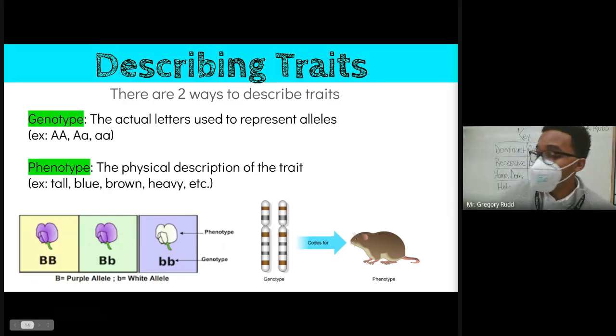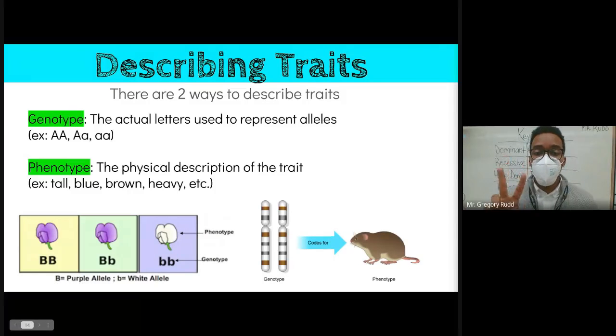As it says at the top of the screen, there are two ways to describe traits. We're describing it in the same way, just like we have different names. I refer to, or you all could refer to me. Well, no, there's only one way you guys can refer to me, Mr. Rudd. But I would answer to both Mr. Rudd and to my first name. The reason for this is because there are two ways of describing me. They're both the same way of describing me.